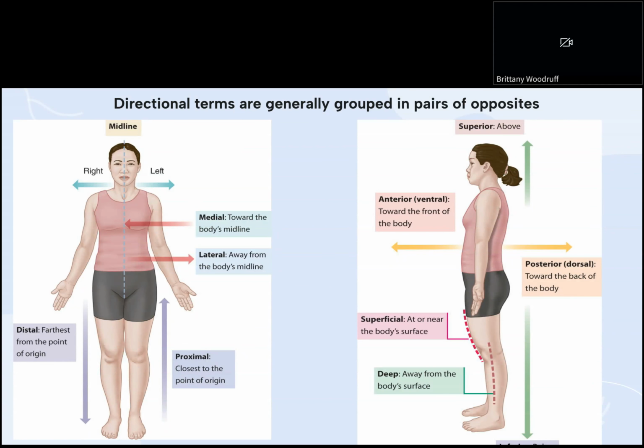The next two, anterior and posterior. Anterior and ventral mean the same exact thing. You need to know both words. Ventral technically means towards the belly. Anterior means towards the front, but it's the same thing. So know both of those words interchangeably. Posterior is going to be the opposite of anterior, so towards the back. The other word for posterior is dorsal.